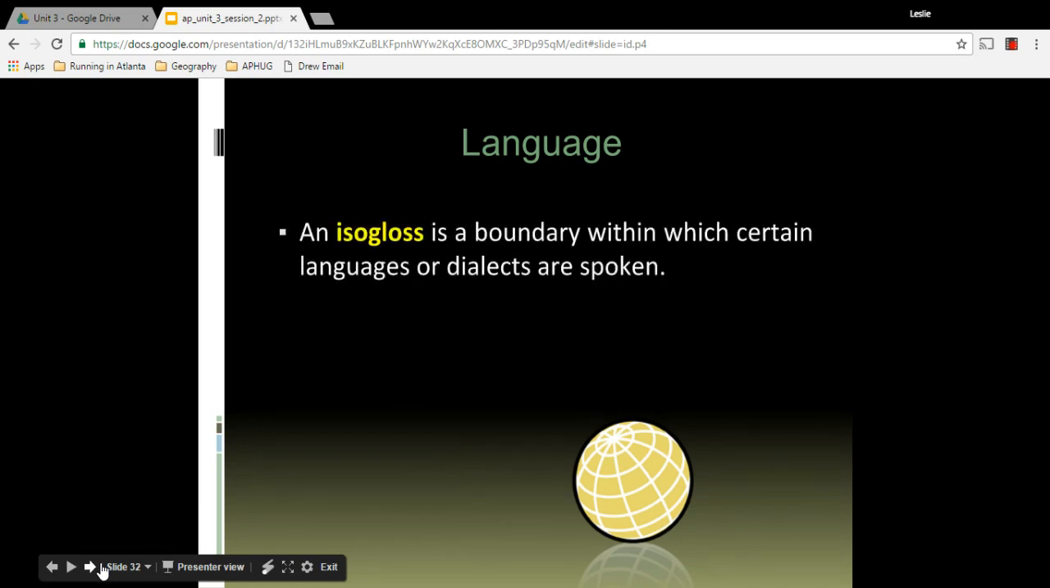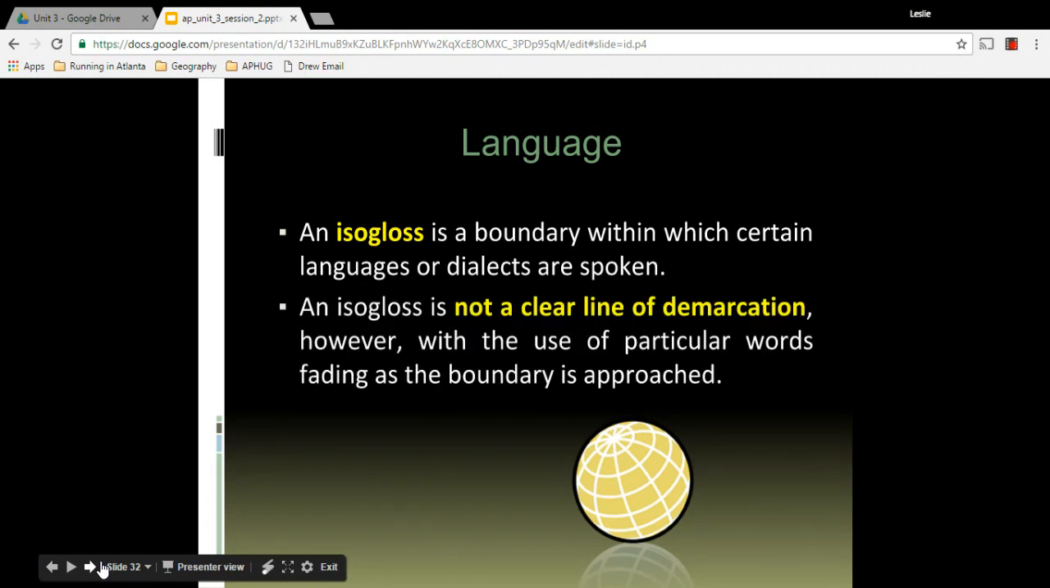An isogloss is a boundary within which certain languages or dialects are spoken. An isogloss is not a clear line of demarcation. It's not like an official boundary. However, with the use of particular words fading as the boundary is approached.